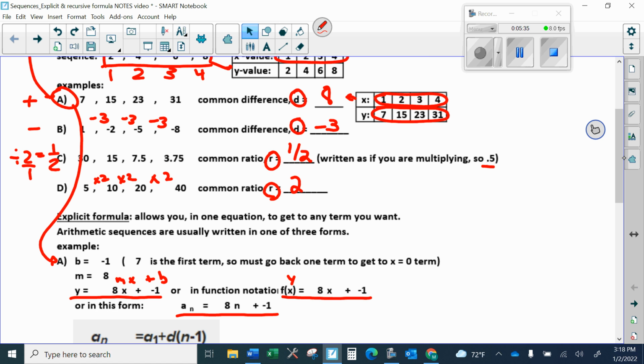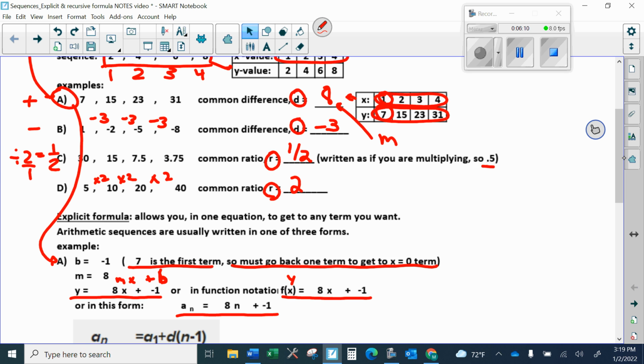The common difference, D, that's my slope. Notice that's M. That's what I have down here. But remember, this first term was 7. In y-intercept form, when I put that b there, y equals mx plus b, that's when x is 0. Anything on the y-axis, x is 0. So that's why I said 7 is the first term, so you must go back one term to get the x equals 0 term if you write in slope-intercept form.